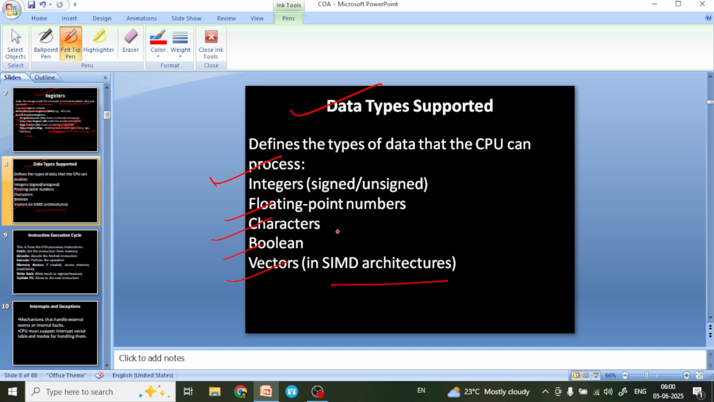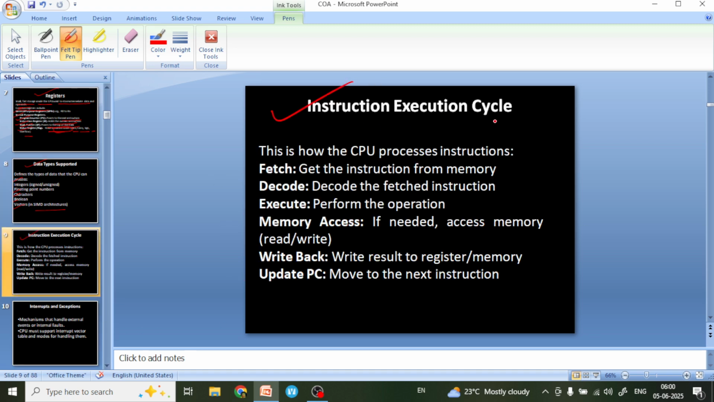In characters we can take in single characters or a group of characters. In boolean, true or false. In vectors, in the form of a matrix. Now next is the instruction execution cycle.